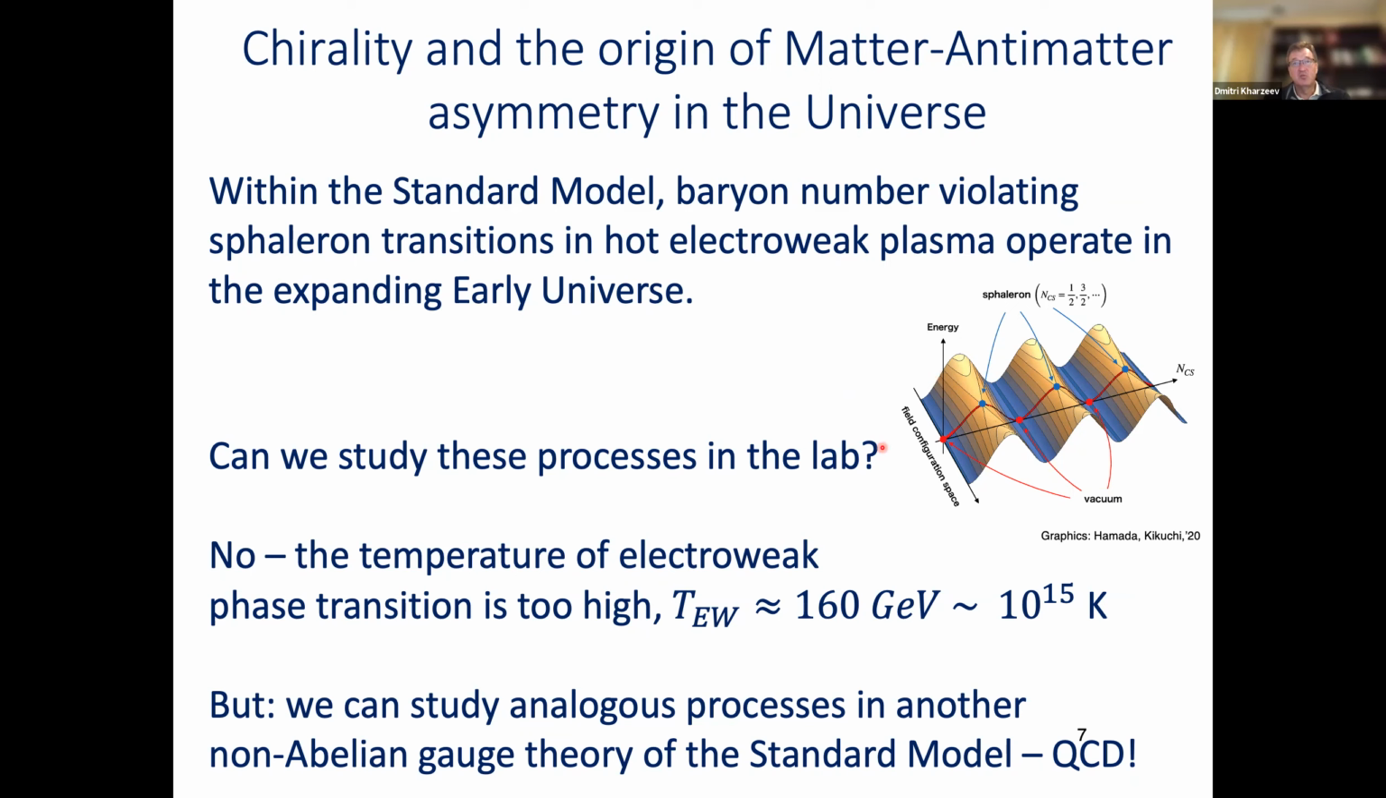Of course, it would be extremely exciting to study these processes in the lab. However, it appears impossible because you need to go to a temperature around the electroweak phase transition, because otherwise the height of this barrier is too high. The electroweak transition temperature is about 160 GeV, and the corresponding energy density is extremely high, and we cannot create it in, for example, heavy ion collisions. However, what we can do is study analogous processes in another non-Abelian gauge theory of the standard model, which is QCD.